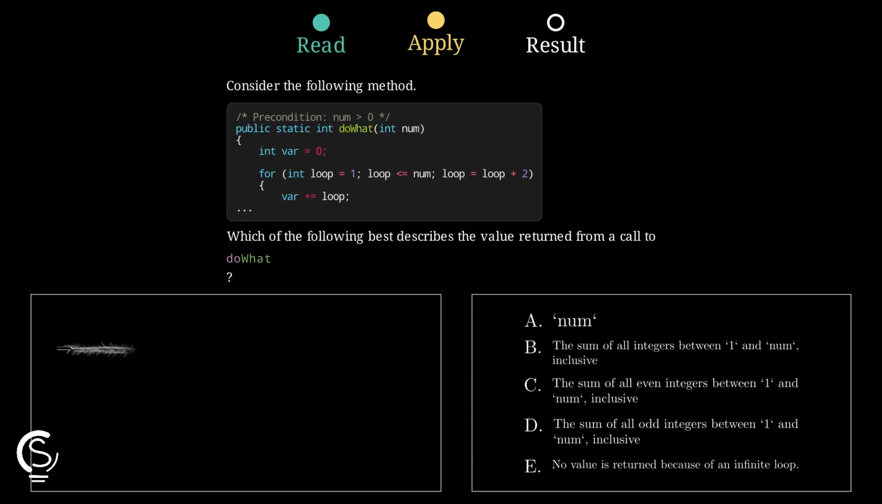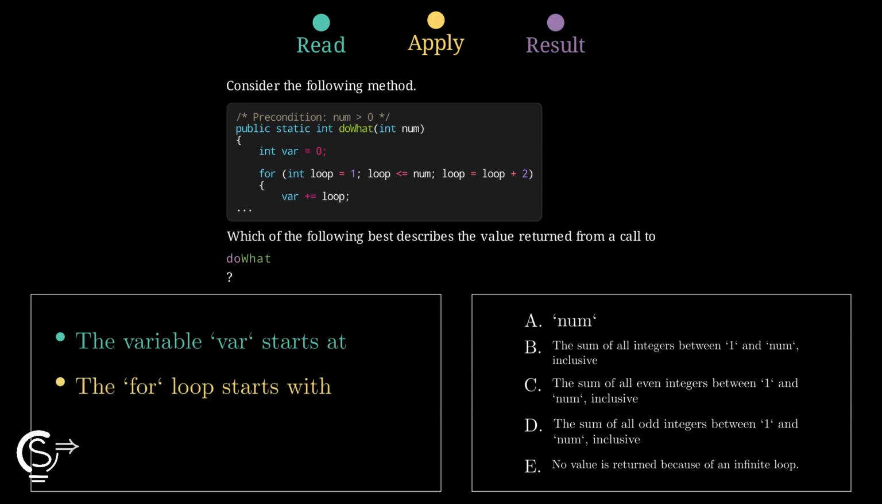Next, the for loop begins with the variable loop set to 1. It continues as long as loop is less than or equal to num, incrementing by 2 every time. Finally, the code adds loop to var. Starting at 1 and skipping by 2s, we only add odd numbers.